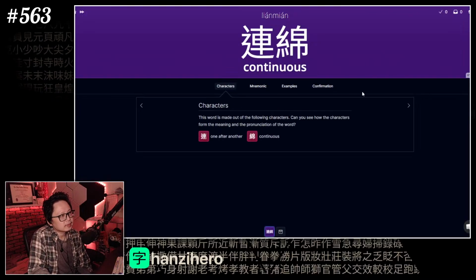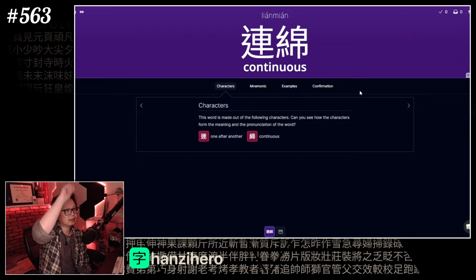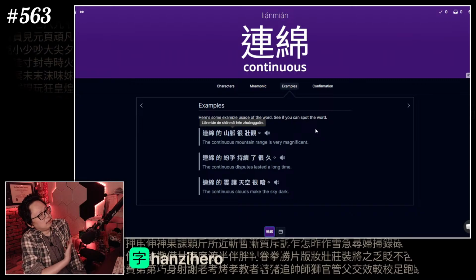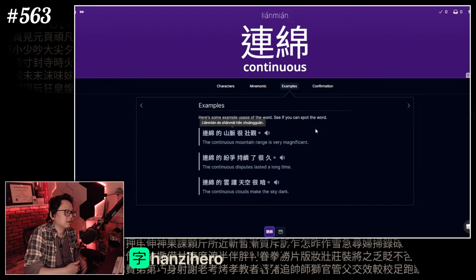All right, 5 more. 连绵, lian mian. Mian is continuous, right? The cotton, continuous silk, and then lian is continuous too, or one after another. Lian mian. Oh, veins. Oh, range. Okay. Chiang Mai.